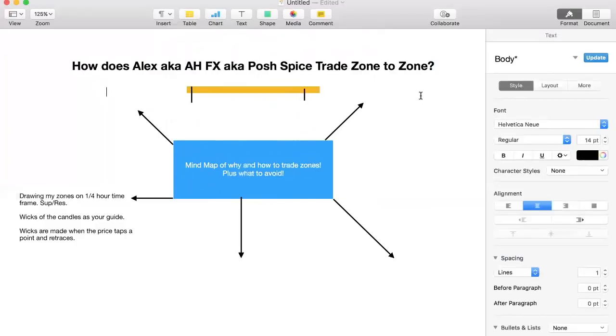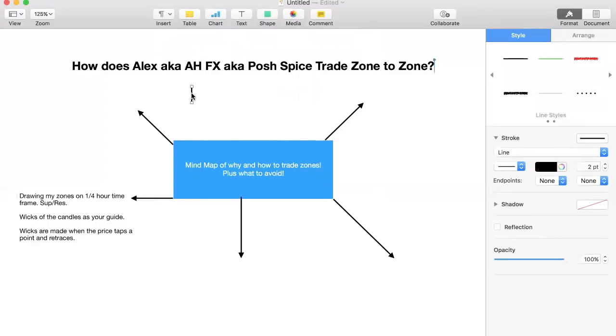Using the wicks as your guideline, where the price has tapped and pulled away harshly, because you know, well, not for a fact, but you know 80% of the time when we tap certain price levels, we're going to retrace and push away. Hence why we sell resistance, buy at support, etc. I'm not going to get into that too much, but that is part of trading zone to zone. So step number one: use the wicks of the candle as a guideline and draw it on 1 hour, 4 hour time frame. So let me just delete this.